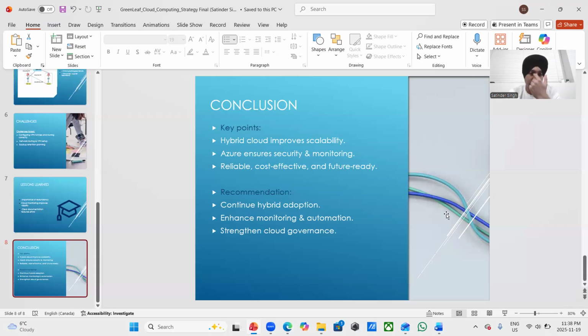And third is strengthening cloud governance. By strengthening cloud governance, it will become easier and more beneficial to work on this project. So thank you everyone. This is all about my presentation, and this is how we faced our problems and tackled all the challenges. Thank you.